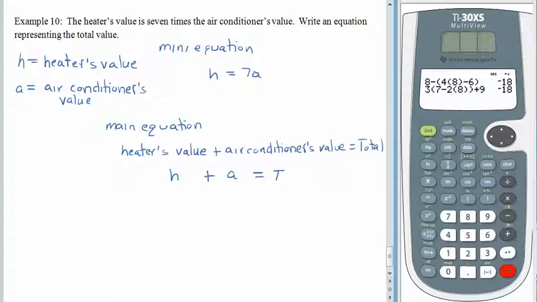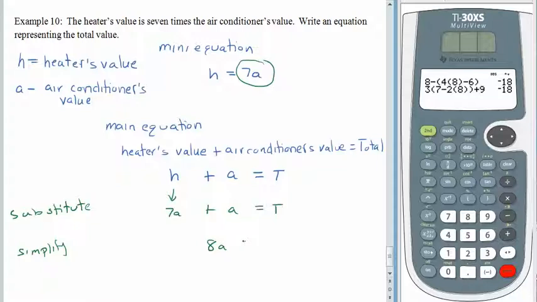But I had that extra information about the heater. The heater is equal to 7 A's, so I would like to incorporate that into my main equation. So we take 7A and substitute it for the H, because I know that those two things are equal. And after that, we simplify. 7A plus an A gives us 8A. And of course, the total is whatever the total is. We can't do any more with this because we don't have any values to use.